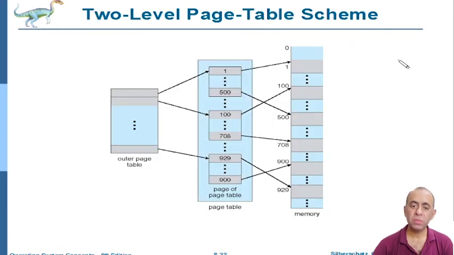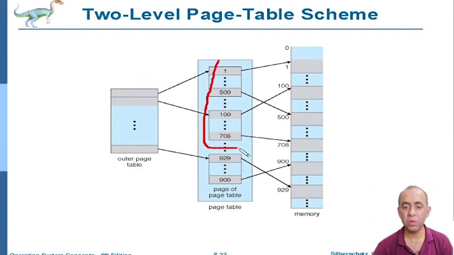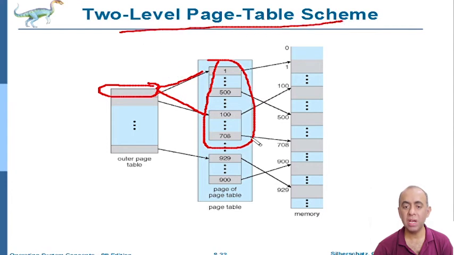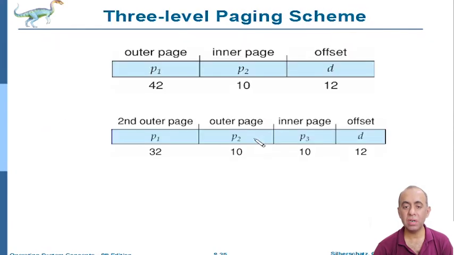Another subtopic is the two-level page table scheme. Two-level page table scheme is used where the number of page tables becomes so large that we create a page table of page tables, right? There are so many page tables that we want to group multiple page tables and refer to all of them by one location. This is called the two-level page table scheme, and it can be extended to a three-level paging scheme as well.